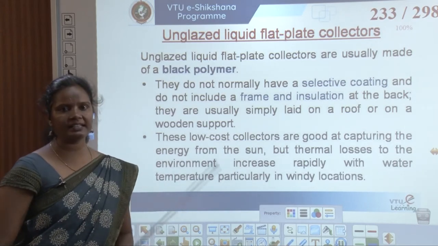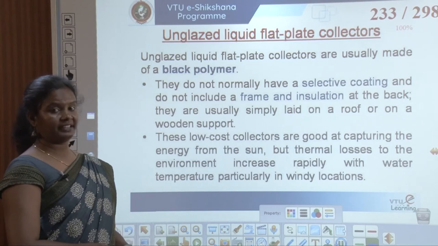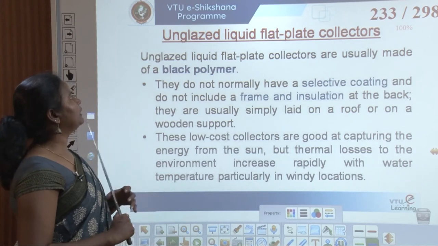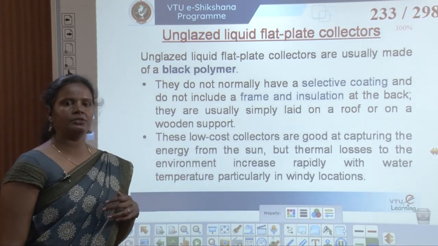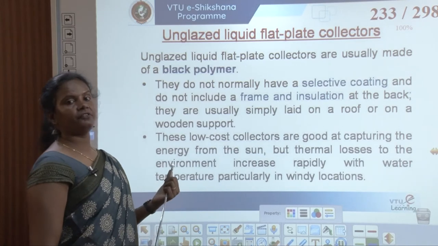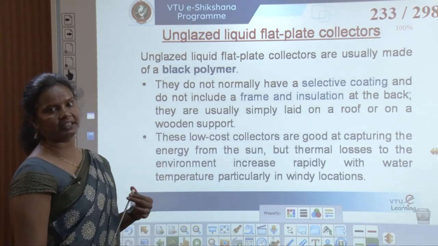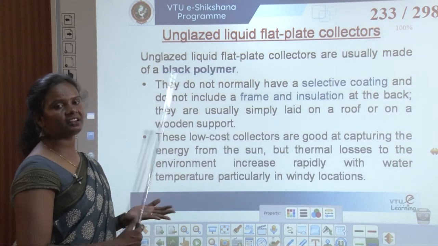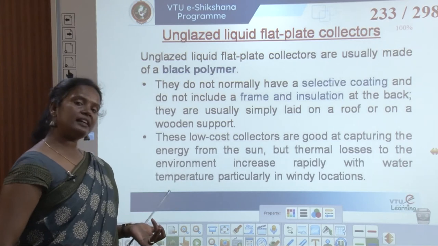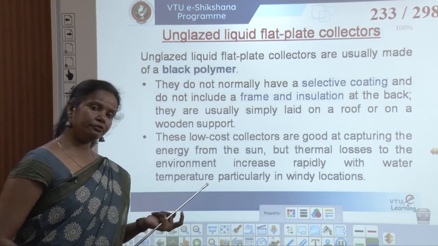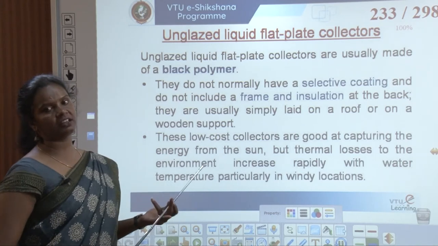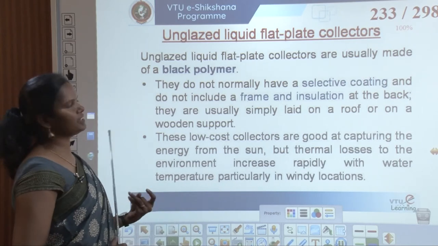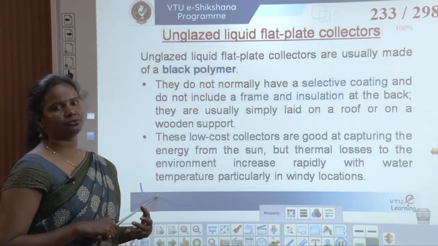Then we have unglazed liquid flat plate collectors. Now we look at a few of them in detail. In our daily routine, we use these solar heaters, solar hot water generators. But there are so many types which you need to understand, so that we can suggest what kind of solar collectors are suitable for different climates. This is the first type, which is not most commonly used nowadays.